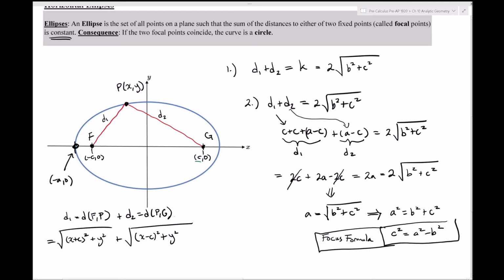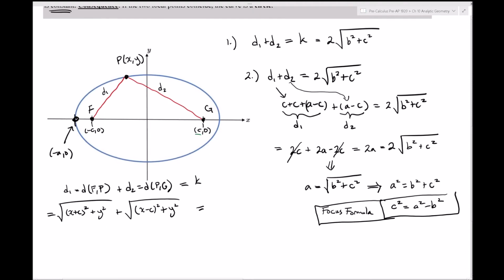And what happens when I add these two quantities together? When I add those two quantities together, I get k. Now we have a simpler formula for what k is. K is equal to, let's see, square root of a squared plus b squared. And we said that a squared is b squared plus c squared.